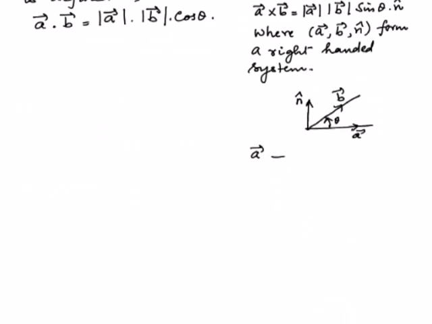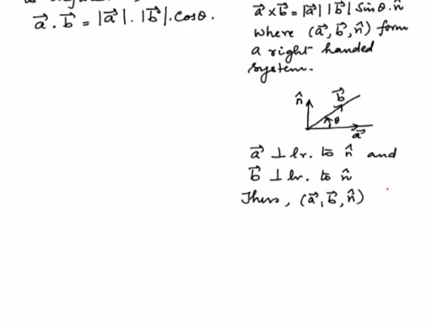Thus, we find that A vector is perpendicular to n vector and B vector is also perpendicular to n vector. Thus, A vector, B vector and n cap are mutually perpendicular.